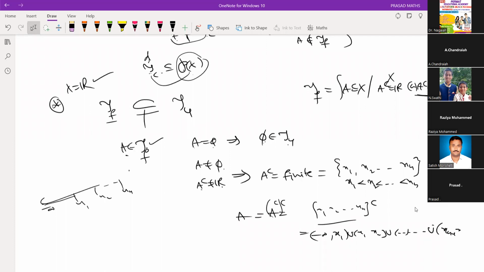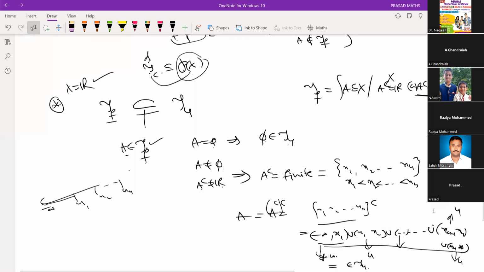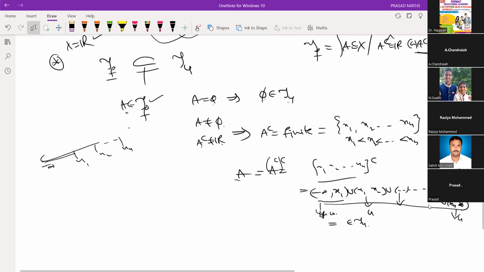Xn minus 1 to xn union xn to infinity. Right? You know it is always an open ray. It is an open set with respect to the usual metric, the usual topology. An arbitrary union of open sets is always an open set. Therefore, it is an open set with respect to the usual topology. Right? So therefore, A is an open set with respect to the usual topology.